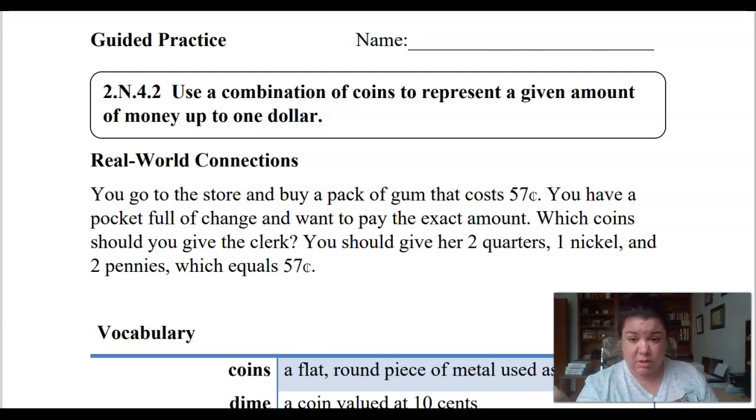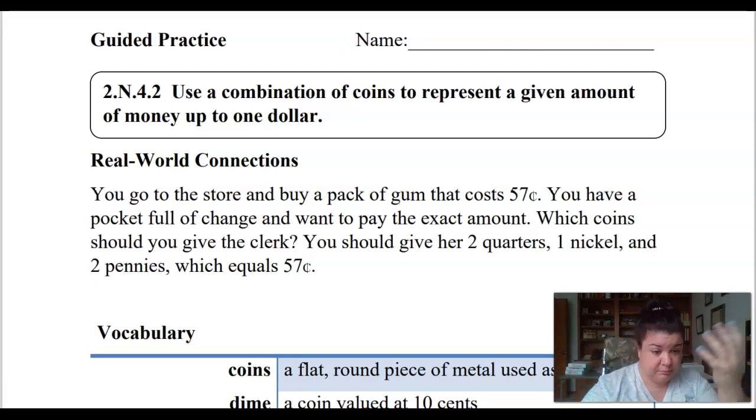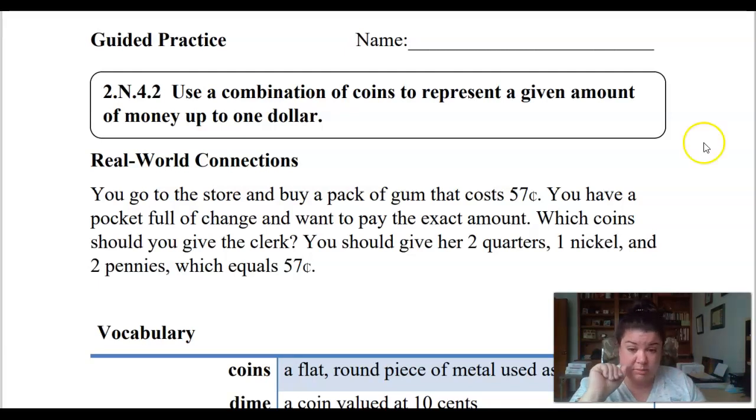So if we go to the store to buy a pack of gum that costs 57 cents and you have a whole pocket full of change, you've got to pay in the right amount. So what should you give the clerk, the store person, when you buy it? You want to give her 2 quarters, a nickel, 2 pennies, which equals 57 cents. There's different combinations. You could do 5 dimes, a nickel, and 2 pennies. You could do 10 nickels. So there's a couple ways to do it, but we're going to do it with the least amount of coins possible, okay?